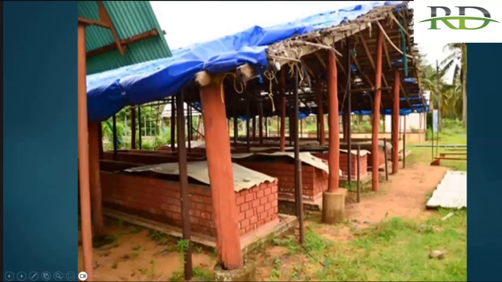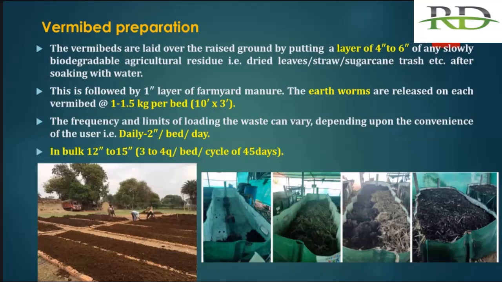Then how is the vermibed prepared? The vermibeds are laid over the raised ground by putting a layer of 4 to 6 inches of biodegradable agriculture residues, that is dried leaves, straw, sugarcane trash, soaked with water. This is followed by a 1 foot layer of farmyard manure that we have to add. Then we have to release the earthworms at the rate of 1 to 1.5 kg per bed. It means 1 to 1.5 kg almost comes to 10,000 to 15,000 worms.